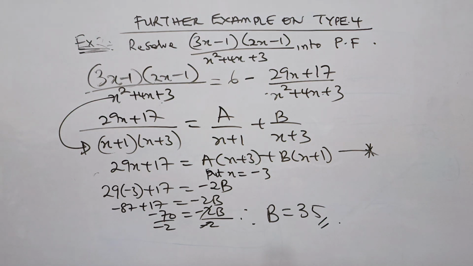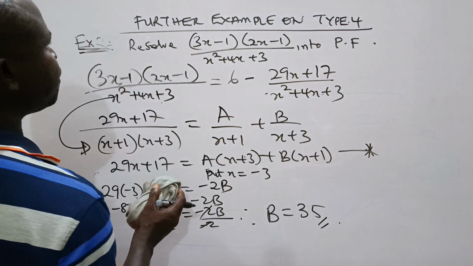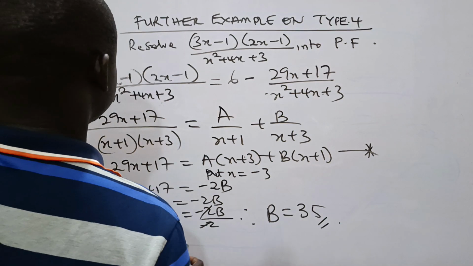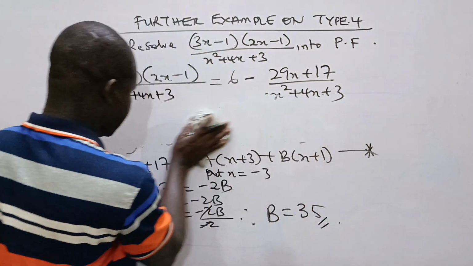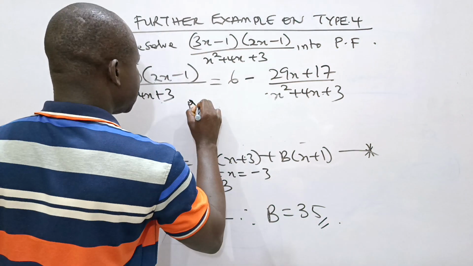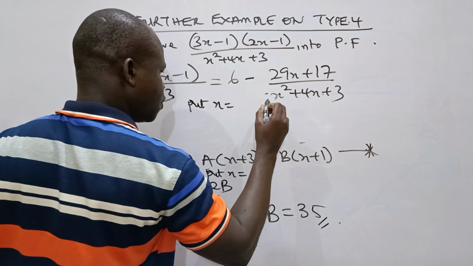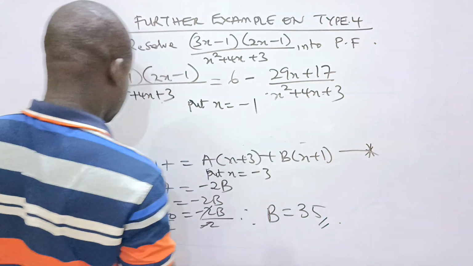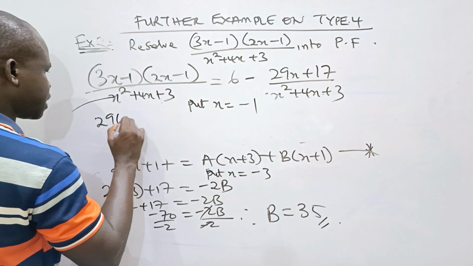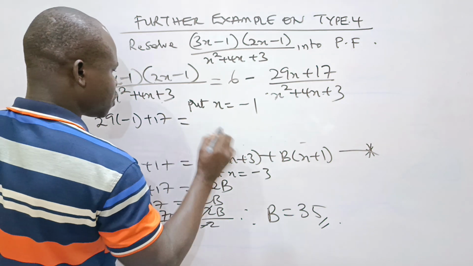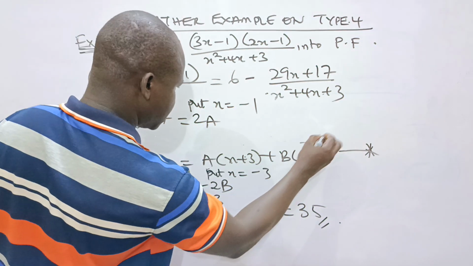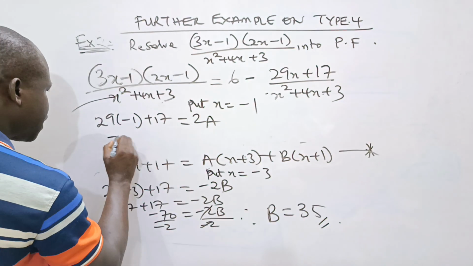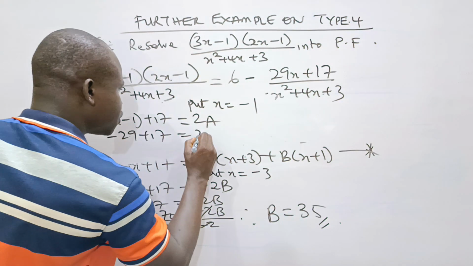Then I'll go ahead and find the value of a. So how do I get the value of a? I'll go back to what we are given. In this case now, I can get the value of a here. If I put x equal to minus 1, I'm going to get 29 into bracket minus 1 plus 17 equal to, if I put x equal to minus 1, 3 minus 1 will be 2a. Minus 1 plus 1 will vanish out. Then here I'm going to have minus 29 plus 17 equal to 2a.